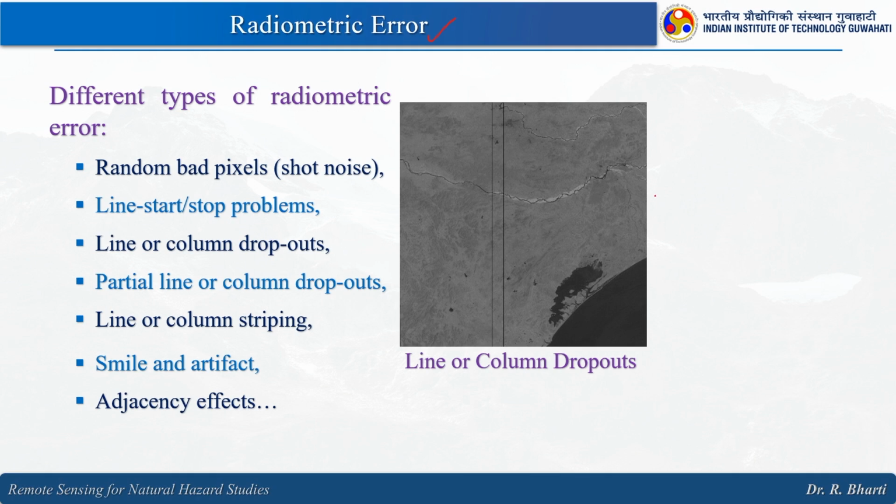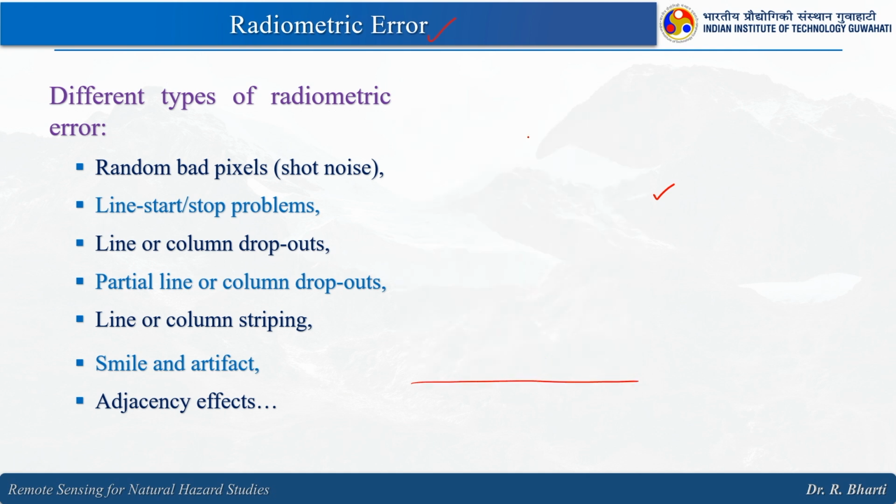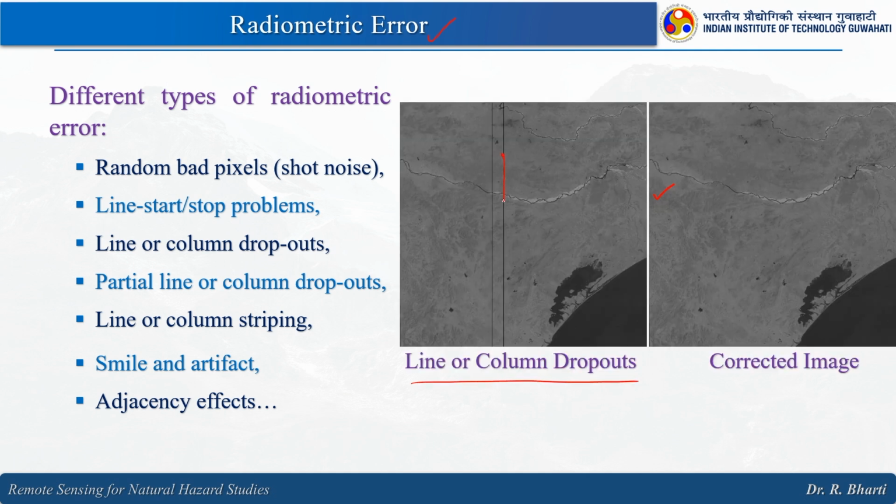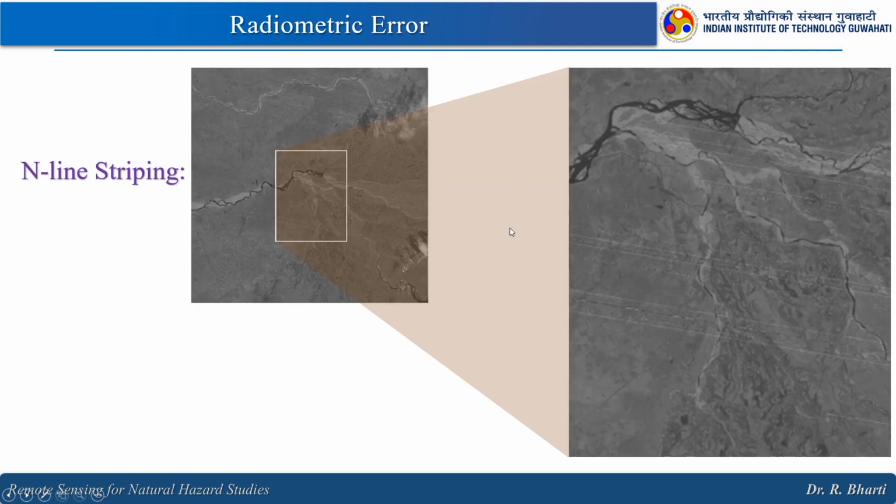Now, this is one example of line or column dropout. Here you can see this particular line, it is an error. One of the detectors stopped working, so that has been removed from this particular image, you can't find anything here. This kind of radiometric correction takes place in a remotely sensed image.